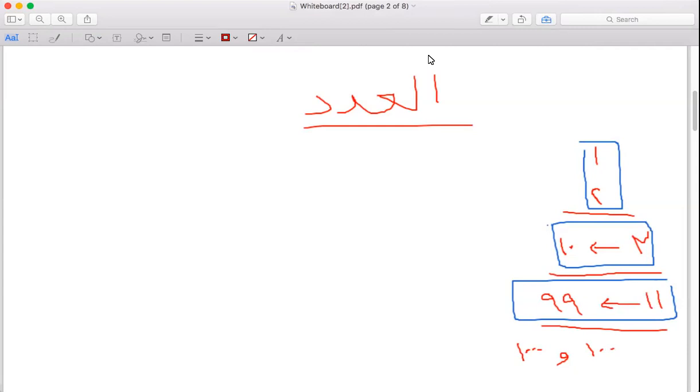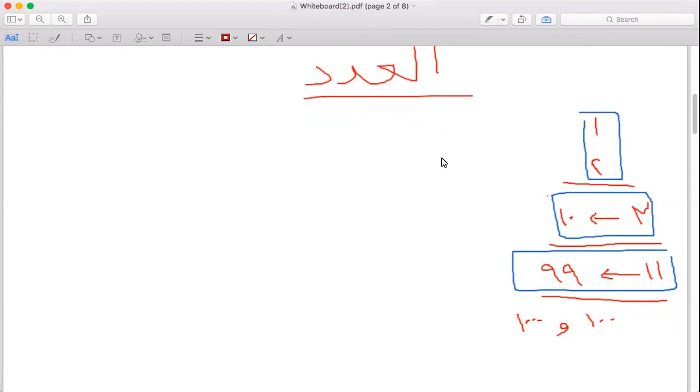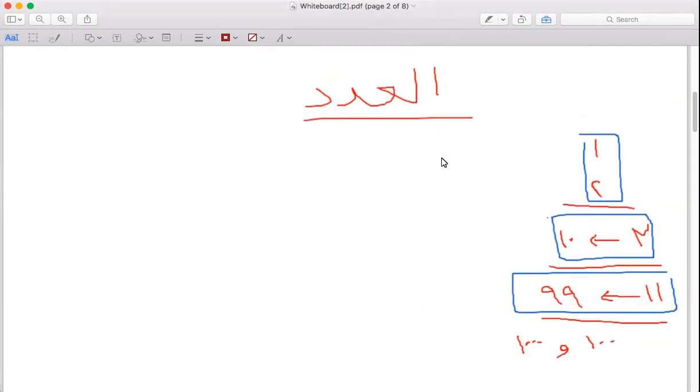Lesson twenty-three. Last lesson we had started speaking about the numbers, and I broke it down in the following way, as you can see on the screen. We had said that the numbers can be generally broken down into four main categories. The change of timing will be from Monday, bi'idhnillahi ta'ala. And we said that we'll break it down into four main categories.